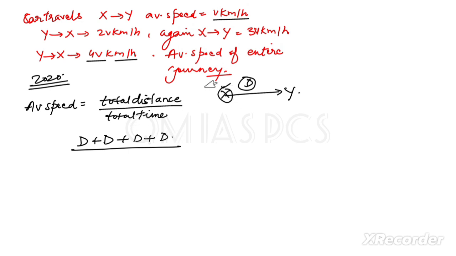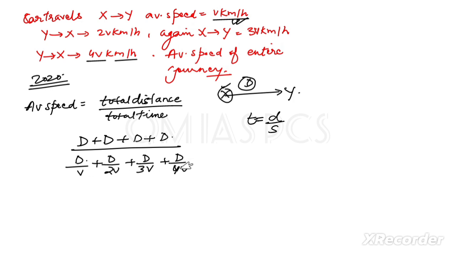Now for the initial journey, x to y, the average speed was given as v kilometer per hour. Now tell me what is the time if the speed was v kilometer per hour. So can we write time t is equal to d by s? Okay, so we can write capital D divided by speed, small v. For the second one it will be d by 2v. For the third one it will be d by 3v. For the fourth one d by 4v.